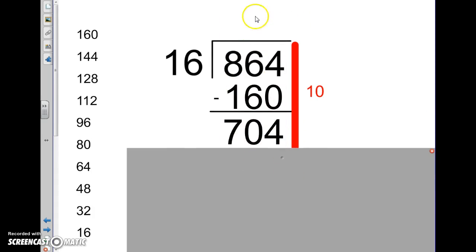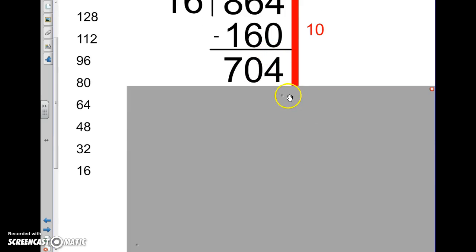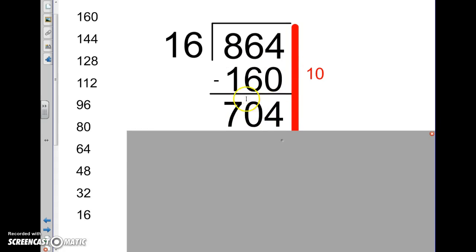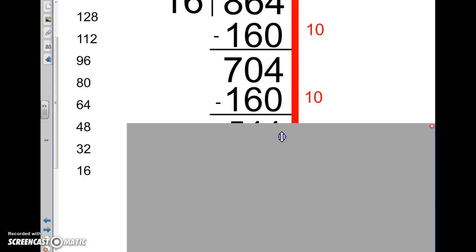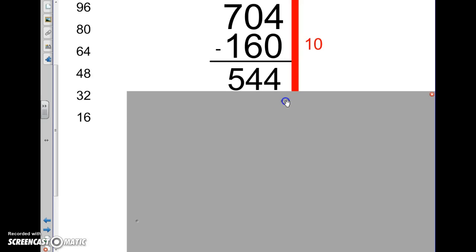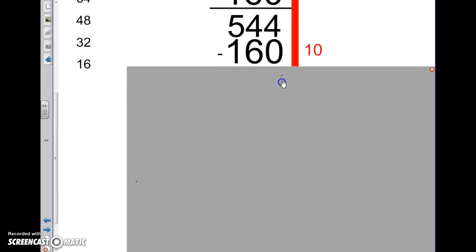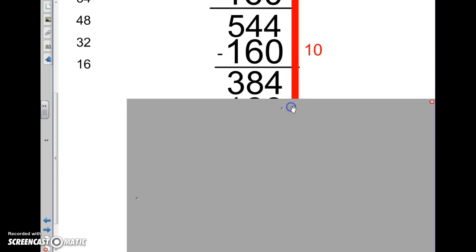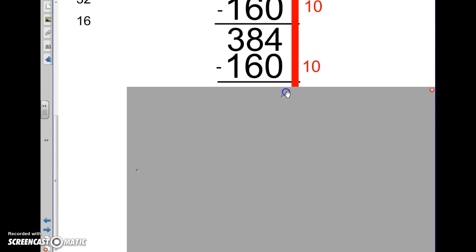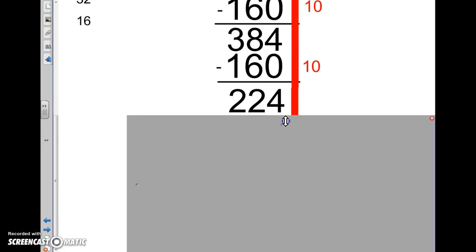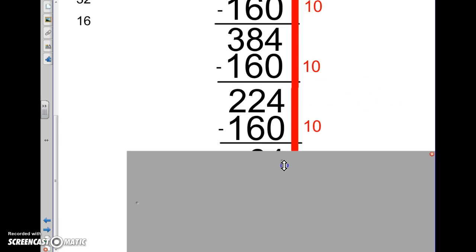There's still a whole bunch of cookies in that cookie jar. Remember, I want to find out how many days until all those cookies are gone. So I know I can take out another 160 because 704 is more than 160. That would be another 10 multiples of 16, and I'd have 544 left. I can repeat doing this, take out another 10th multiple. You get this. Oh, that's still bigger. I can take out another 10th multiple, and I'm going to get 224. Looks like I can take out another 10th multiple, and I'm going to have 64.